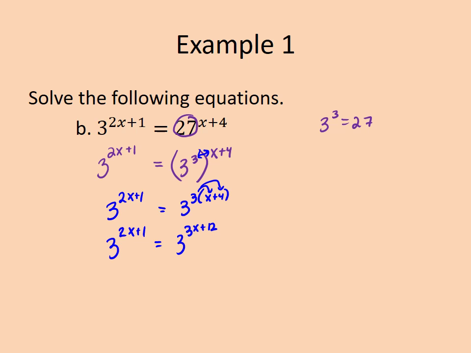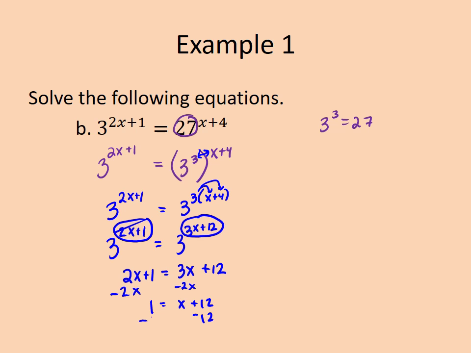Now, since they have the same bases and we have a single exponent, we can set the exponents equal to each other using the one-to-one property. So 2x plus 1 equals 3x plus 12. Now we just solve for x. We're going to subtract 2x from both sides. We have 1 equals x plus 12, and then we'll subtract 12 from both sides. X equals negative 11.